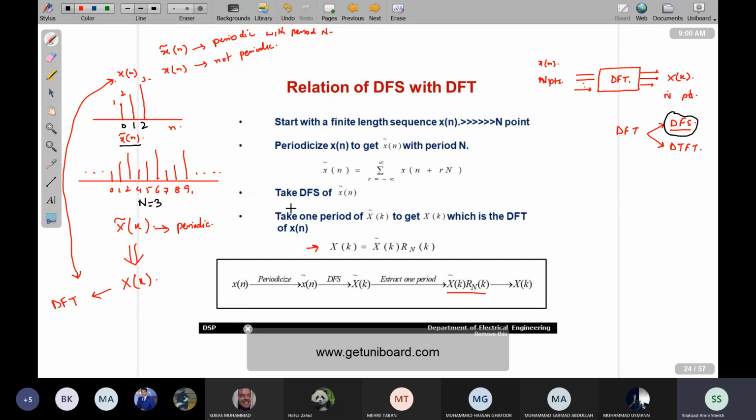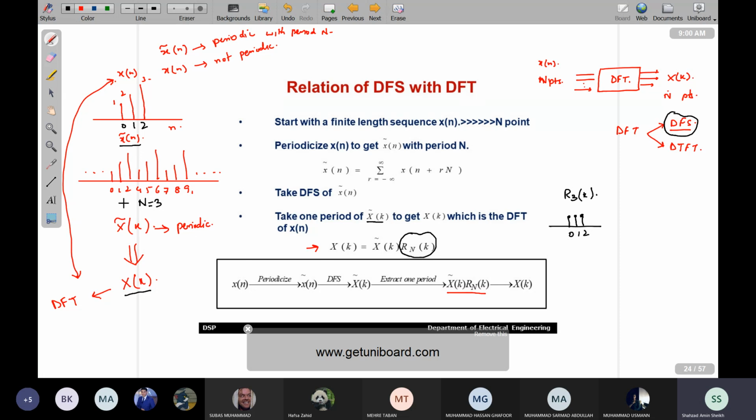We can get x tilde of k by the analysis equation. So this is my x tilde of k, and I can use the equation. Now I will have the discrete Fourier series coefficients, which are x tilde of k. Now you take just one period of that, and that would be your x of k, and that is called DFT. The notation shown here is R N of k, which means it is a window of length N. Suppose N is equal to 3, then this is a window of length 3. This is R3 of k.